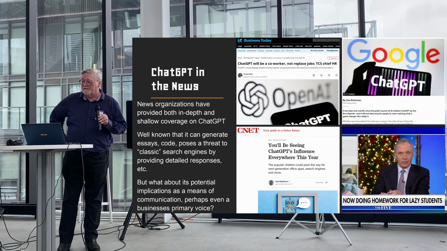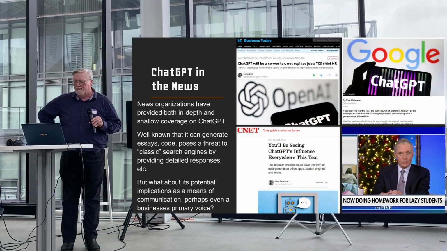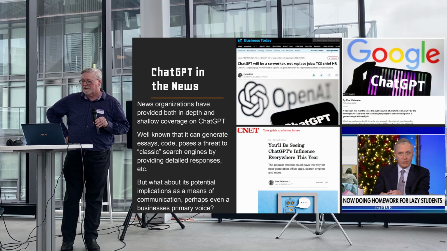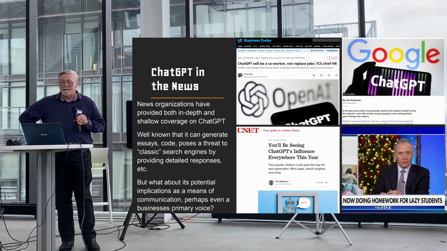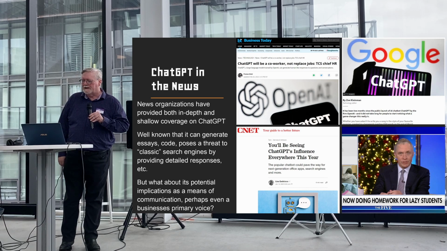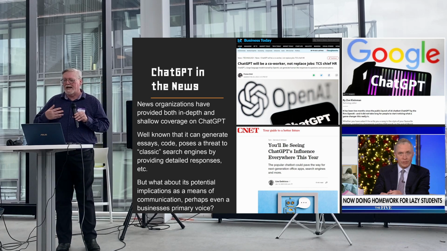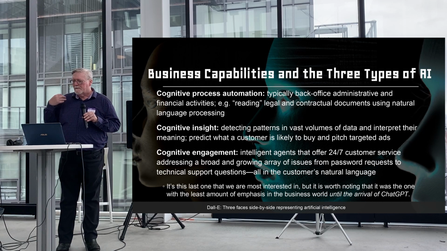Now, news organizations have provided both in-depth and shallow coverage, meaning Fox. It's also well known that it can generate essays and code, and poses a threat to classic search engines by providing much more detailed responses to questions, without having to scroll down. It's like, oh, here's my answer. But what about its potential implications as a means of communication, perhaps even as a business's primary voice? So it's good to know.